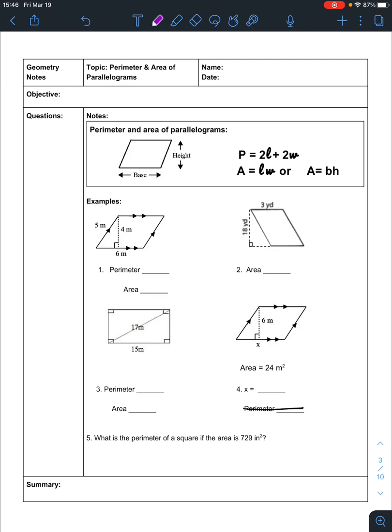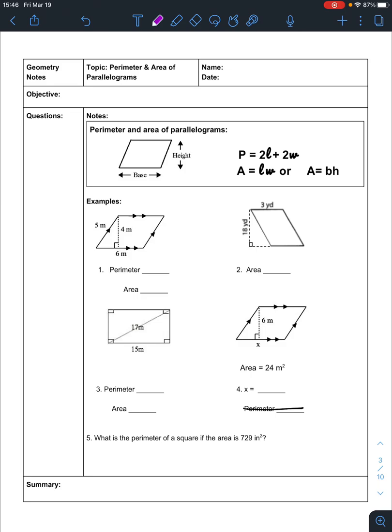When we look at these formulas, everything has a formula, which is nice. You don't have to use the formula for perimeter. It's just adding up all the sides. But in the case of a parallelogram, you have two lengths and two widths, or two bases and two heights. And so you can use the formula, but you can also just add up all the sides to get the perimeter. Area is length times width, or we also use base times height.